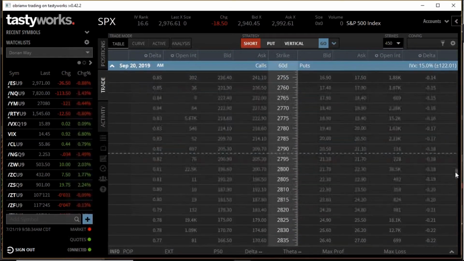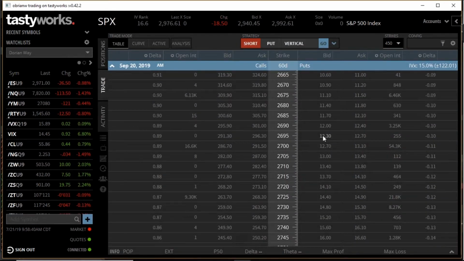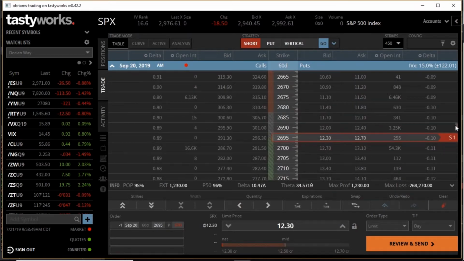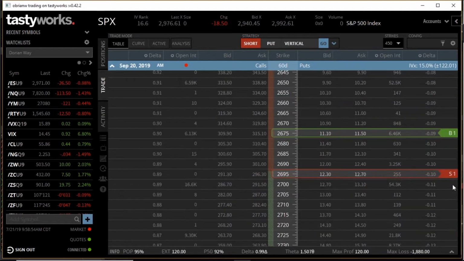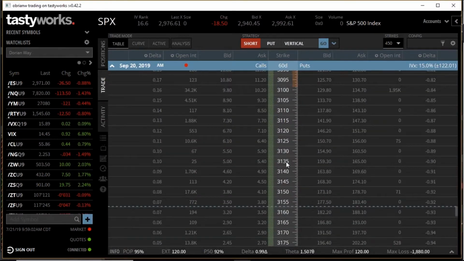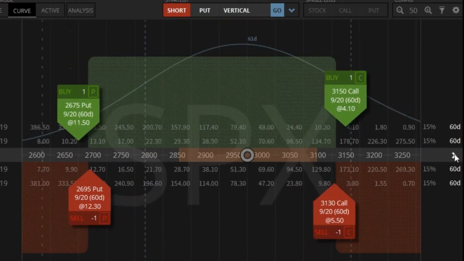Okay, so for the best example, what we're going to do is we're going to give this a 90% chance of probability. We're going to sell the 26.95 and we're going to buy 20 points lower, so the 26.75, and we go to the call side and we're going to sell the 10 delta on the call side. We're going to sell this 31.30 and we're going to buy 20 points higher to 31.50, and we're going to look at this from the curve view. All right, so this is the curve view, and set this up for you here.